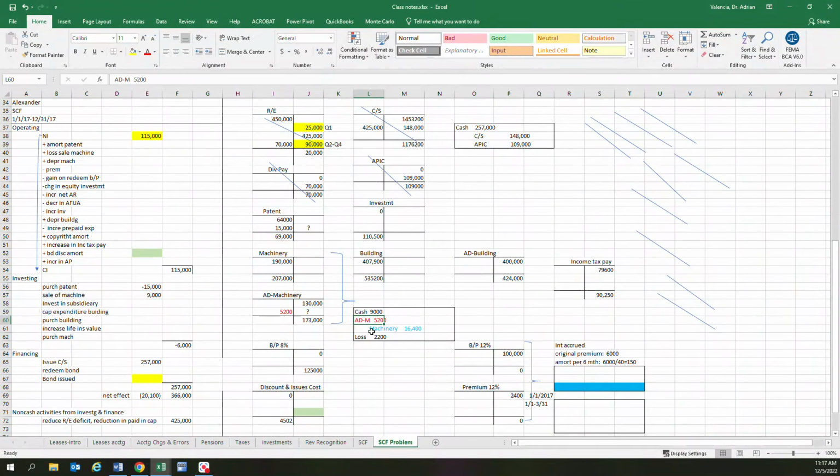Then we credit machinery for 16,400. I'm just recreating everything. And then finally the loss would be added back over here. So that's 2,200. Okay. So notice how this also doesn't balance out. So there's still something we need to know about machinery here. Most likely we purchased machinery, right? But we don't know that yet. So we'll hang in there until we find that information.